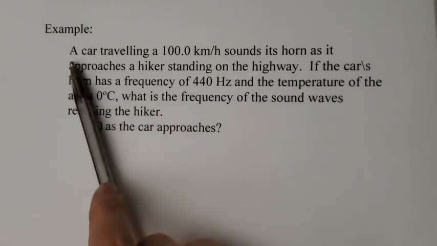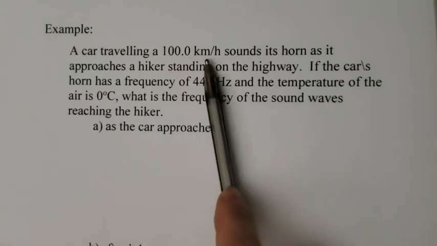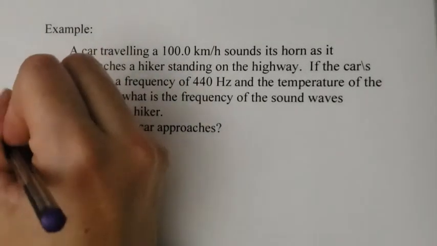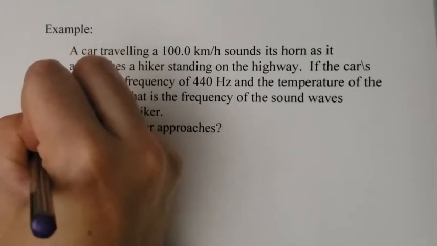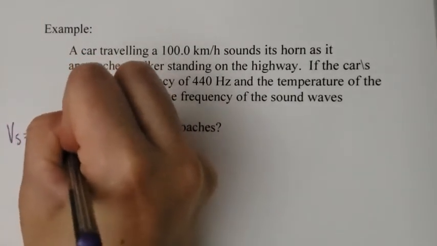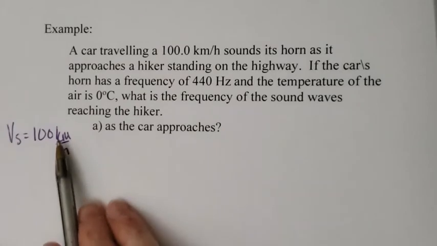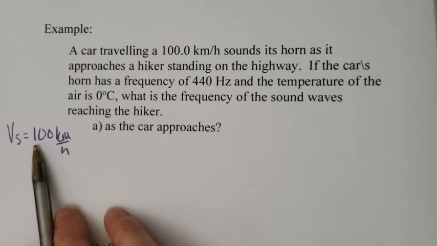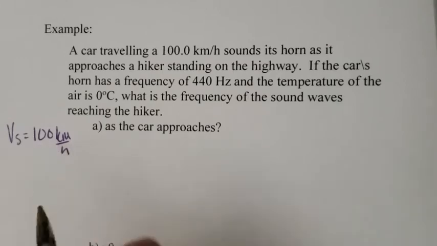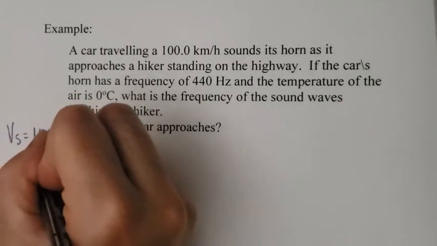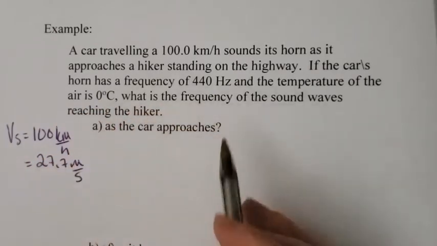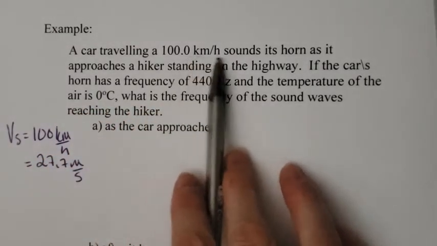Let's try this example here. It says a car traveling at 100 kilometers per hour. So that's how fast the source is going. So we know V of the source is equal to 100 kilometers per hour. There's a problem here. This is in kilometers per hour. I need it to be in meters per second. So I would multiply it by 1,000 divided by 3,600, and I get 27.7 meters per second.